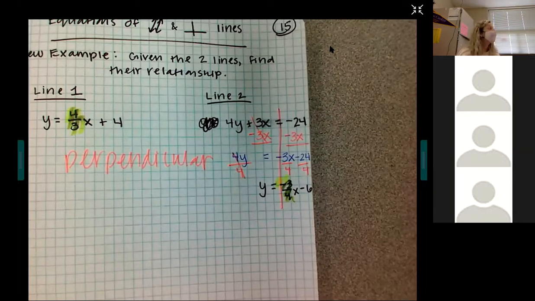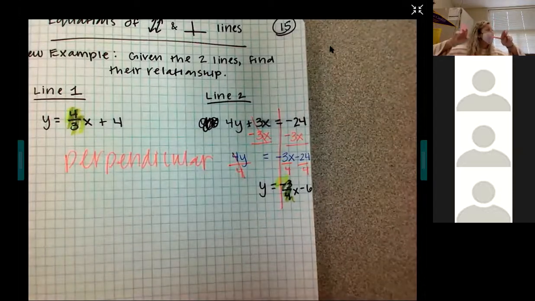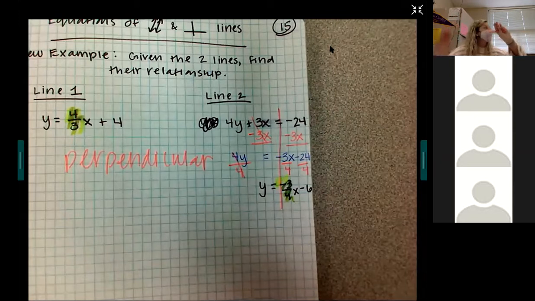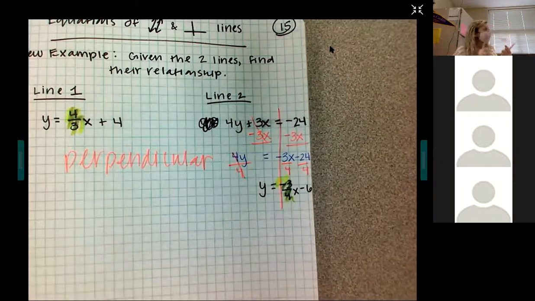Anyways, perpendicular. You guys feel like if I gave you 2 equations, because I did this on your test, there's 2 questions like this. If I give you 2 equations, you could get them in y equals and tell me if they're parallel, perpendicular, neither, or the same? Yes. Okay, so are we ready to add on then? You should be ready.